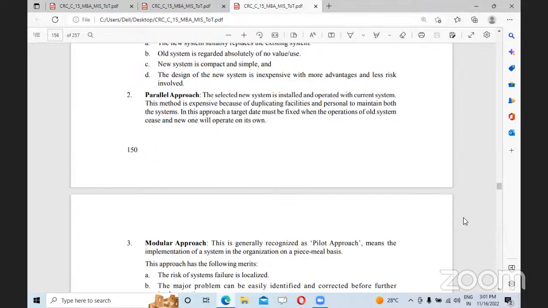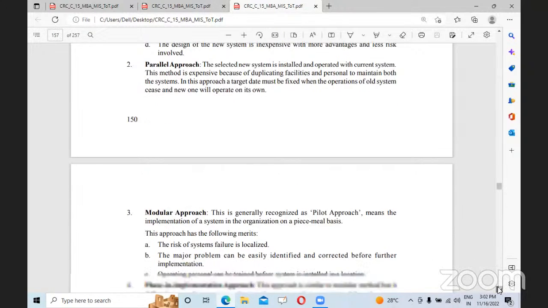It has its own approach: a target date must be cleared when the operations of the old system cease and the new one will operate.